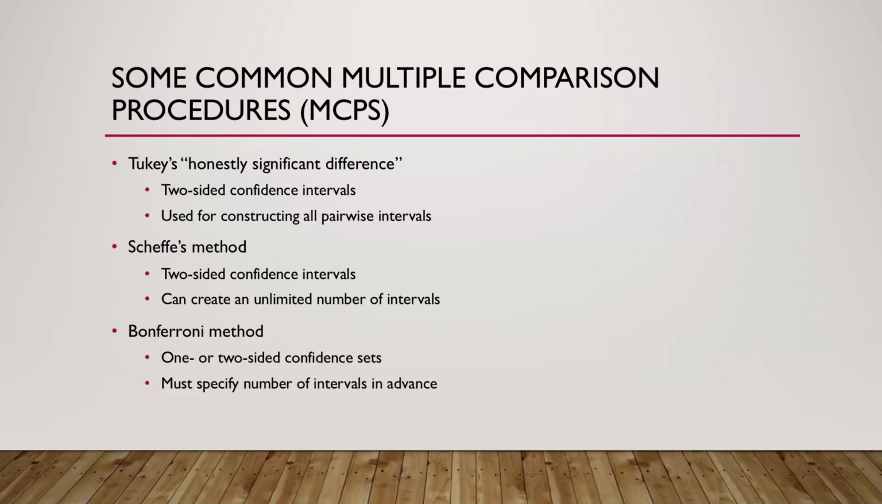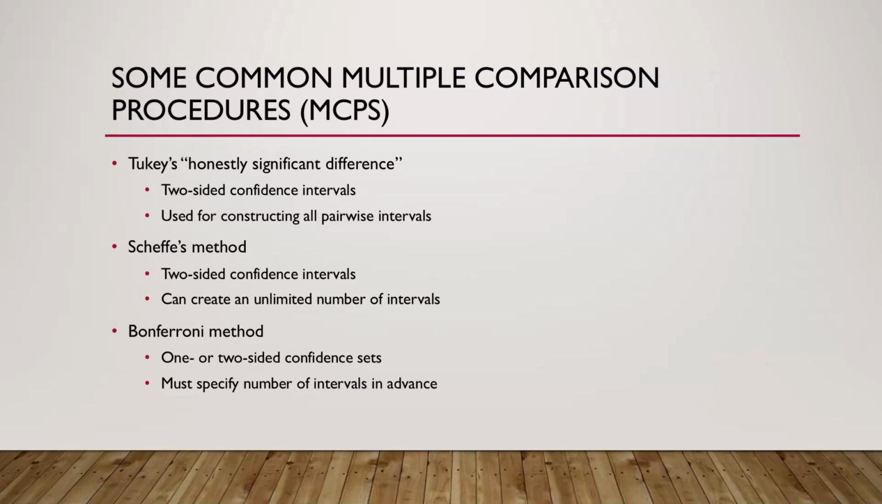You can look at as many as you want without losing power as you add more intervals. That is, once you've decided to use Scheffé's method, then it doesn't matter how many intervals you construct. By contrast, Bonferroni's method, you specify the number of intervals in advance, and the more intervals you look at, the less power you have. That is, the wider those confidence intervals get. And as you know, wide confidence intervals have less information than narrower confidence intervals.